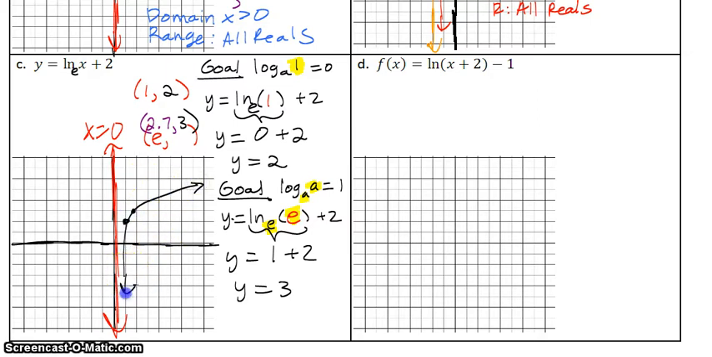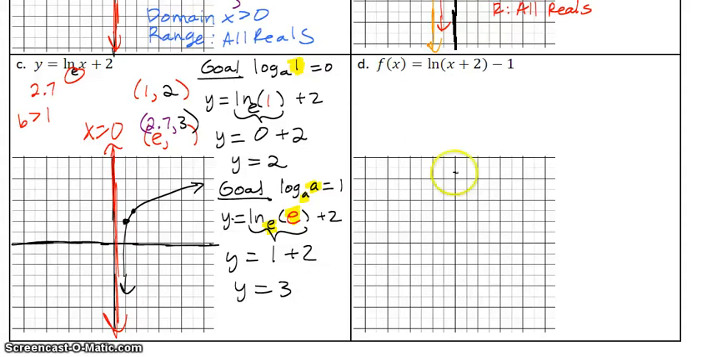Because it's a ln graph, the base was e, and e is 2.7. That is definitely greater than 1, so my shape looks like that. I'm not going to do domain and range for these last two because I'm running out of time on this video. So I'm going to do as much as I can with part D, and if we run out of time, we'll finish it in class.